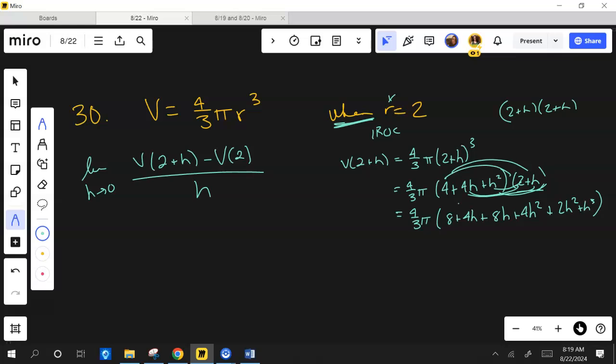All right. I think that I'm going to leave this like this and see what cancels. Let me see what v of 2 looks like, and then I'll decide. 4/3 pi times 2 cubed, right? 2 cubed is 8. 32 pi over 3. Is that right? Which is what you're going to get here.